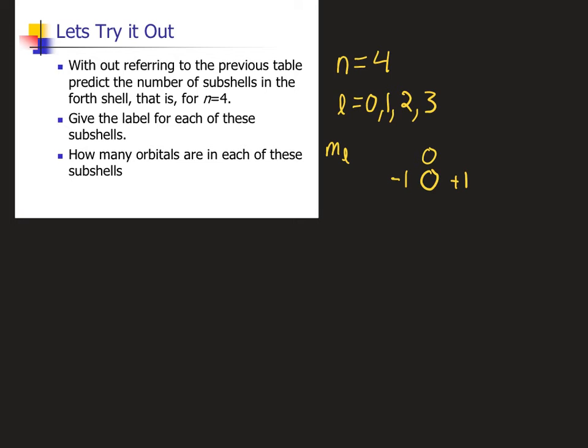Well, it's the same pattern for 2. We start with negative 2, negative 1, integers, none of these halvesies or anything like that, 0, plus 1, plus 2. We're almost done.